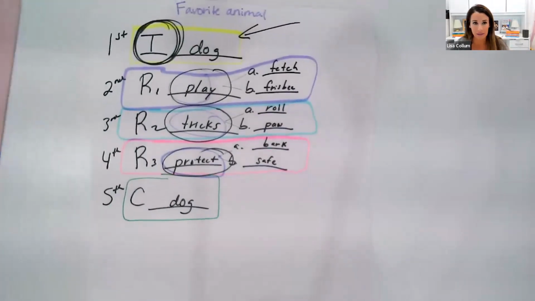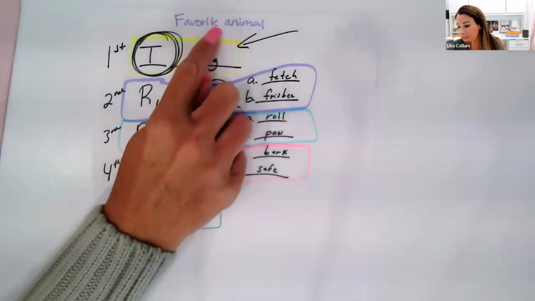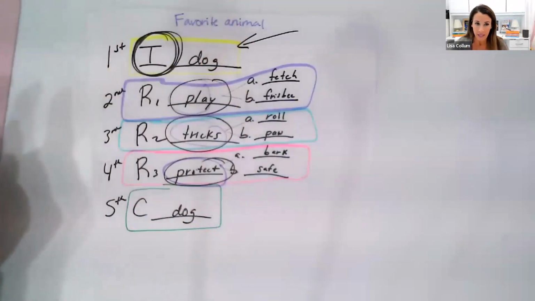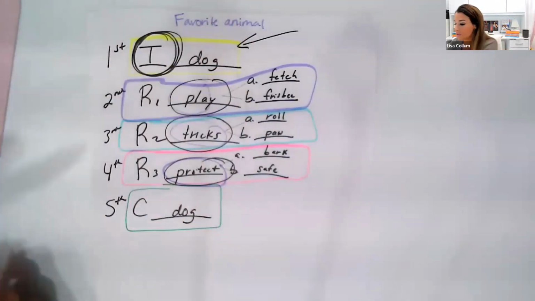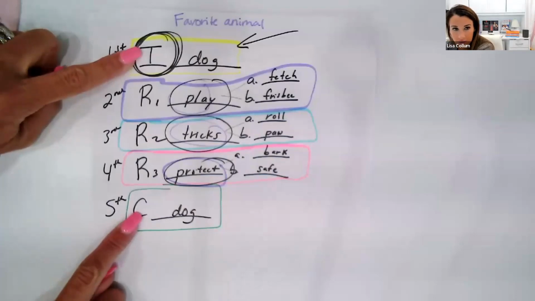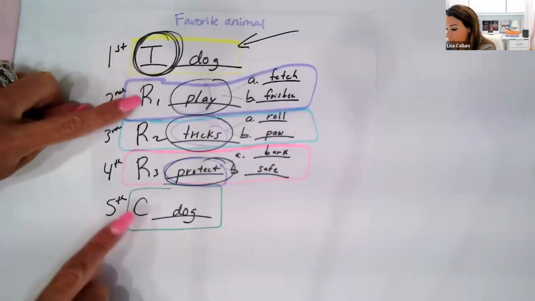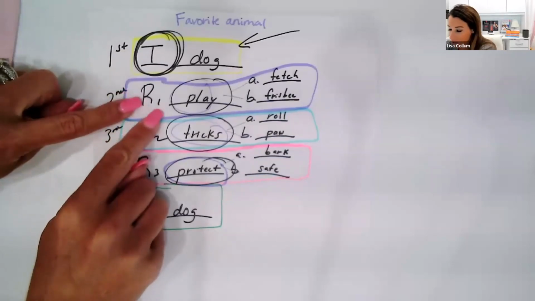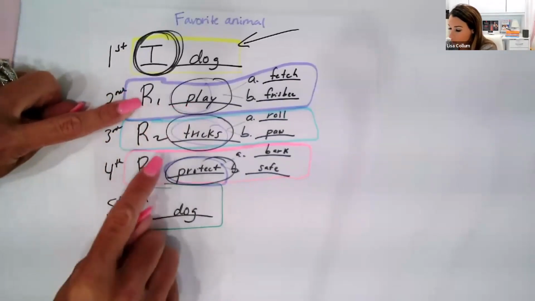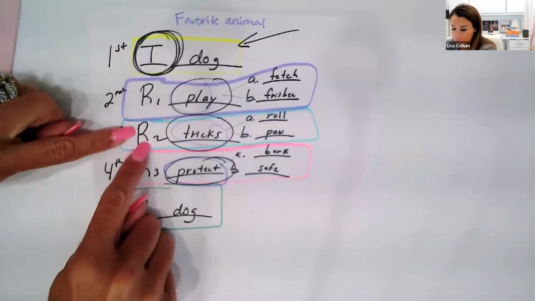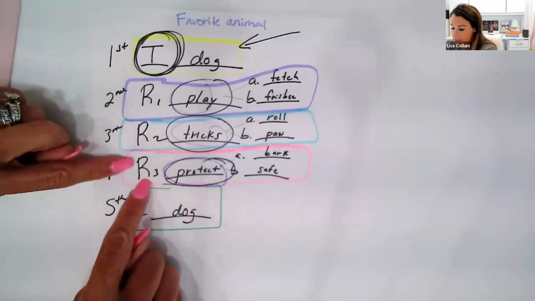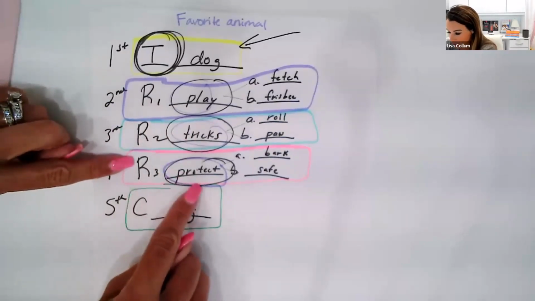We did this one on the topic favorite animal. And I picked dog, so I wrote dog on the I and the C line. Whatever topic you pick, you write on the I and the C line. And then I came up with reason one, which is R1, that I like dogs is because they play with you. Reason two, which is R2, they do tricks. And reason three, which is R3, they can protect you.